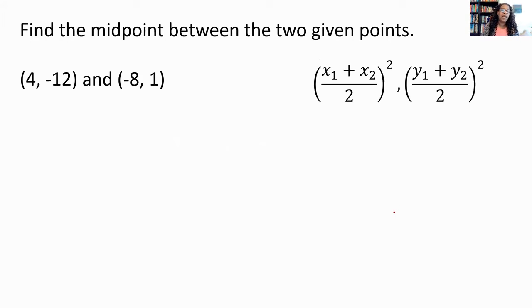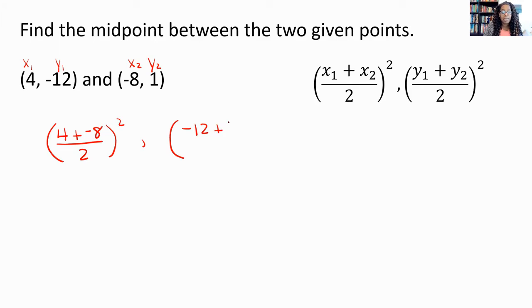So we want to find the midpoint of 4, -12, and -8, 1. So we have our x sub 1, our y sub 1, x sub 2, our y sub 2. Remember, ordered pairs always have an x and a y. So now we're going to do our 4 plus -8 divided by 2, and that will be squared. And then for the y's, we have -12 plus 1 divided by 2, and we're going to square. All right, so 4 plus -8 gives me a -4 over 2.